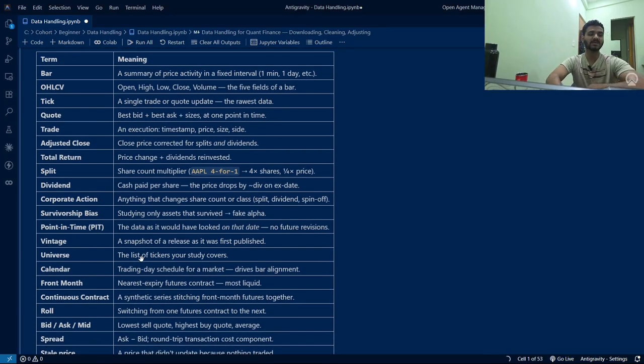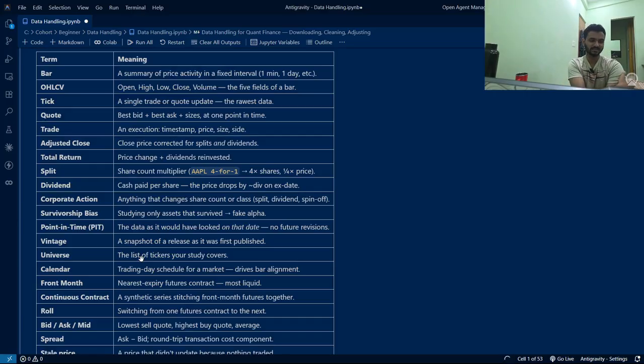Survivorship bias, let's talk about it again. So survivorship bias is like focusing on the companies and assets that survive the test of time, and not including the ones that crash, like Lehman Brothers and Micron, right? A lot of them, right?